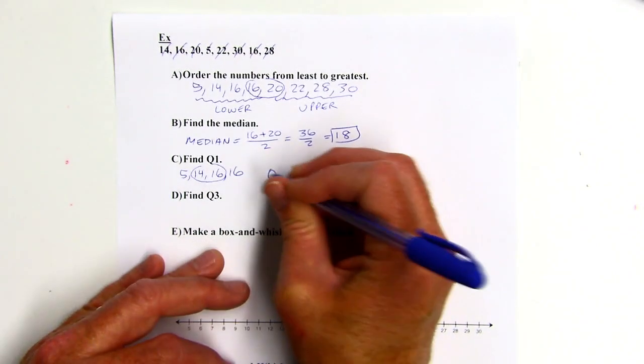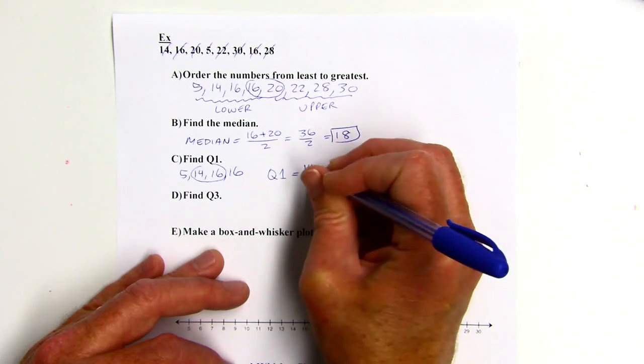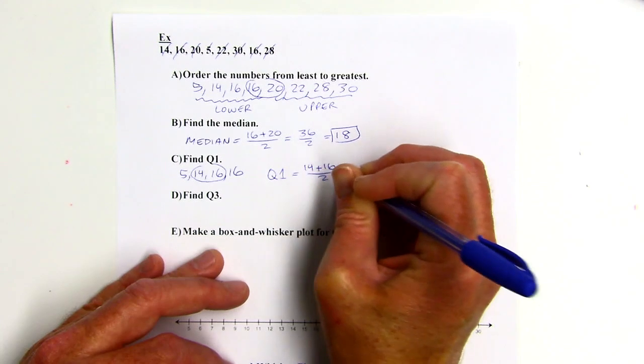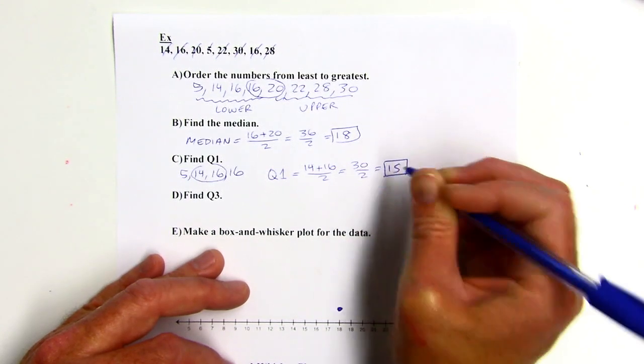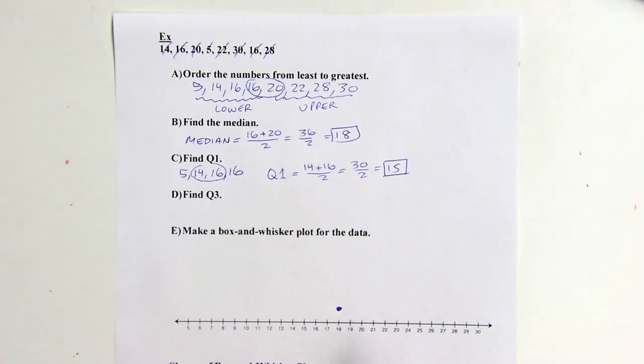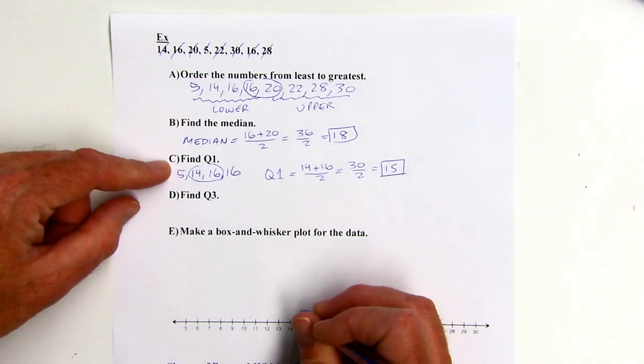So I'm going to take Q1. It's going to be the average of 14 and 16. So that's 30 over 2 and 15, right? So that's the median of the lower half, Q1. Oh, let's put in 15. I'll put a dot there.